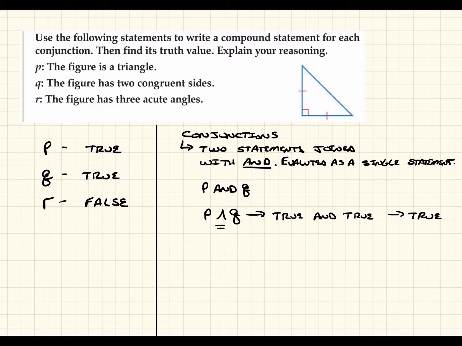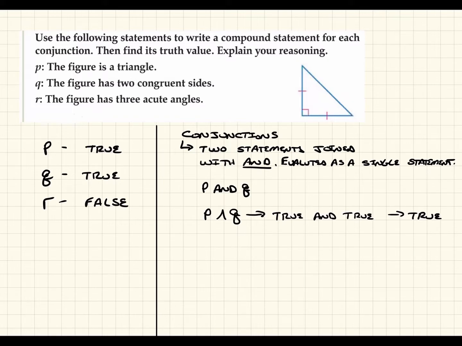Now we can shorthand the word "and." This little symbol here means "and." Instead of having to write out the word "and," we just use a caret. So this means statement P and Q. Again, we can read that as "the figure is a triangle and the figure has two congruent sides."